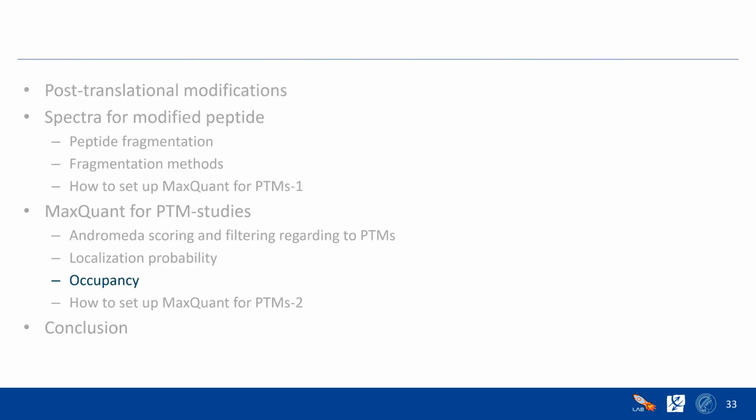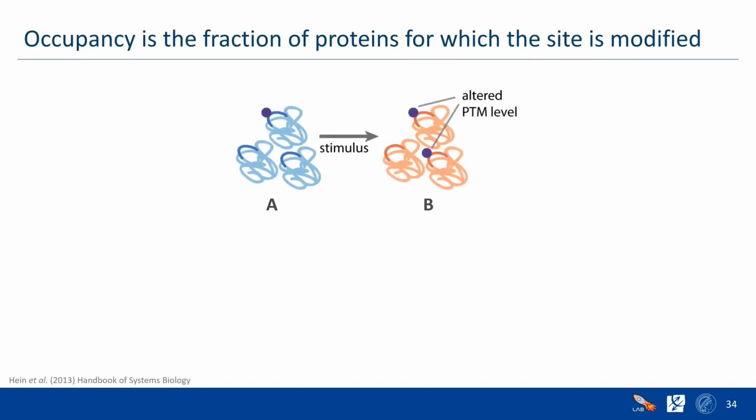Now let's talk about occupancy and how we can use it. Occupancy is the fraction of the protein for which the site is modified. In this scenario, we have two conditions, condition A and condition B. We can see that the PTM is changing, but is it really reflecting the changes in the proteins that are modified? A better way to report this is to calculate occupancy.